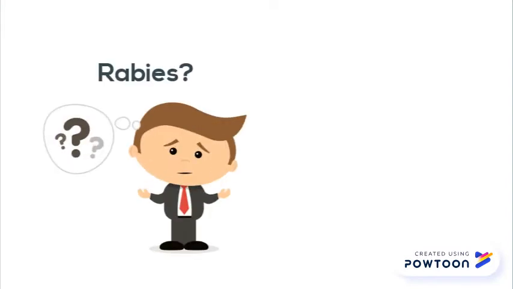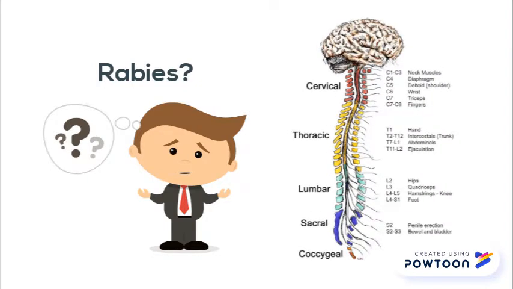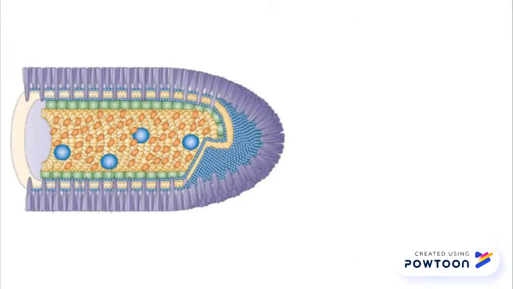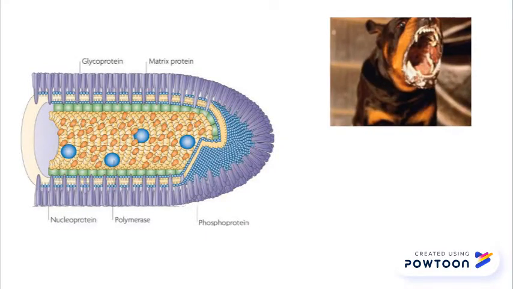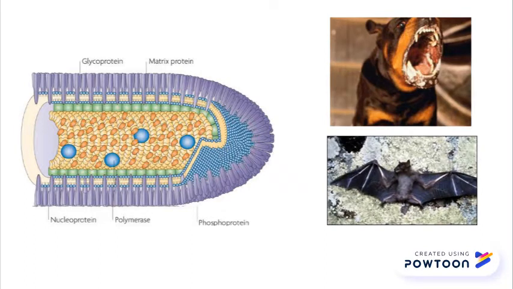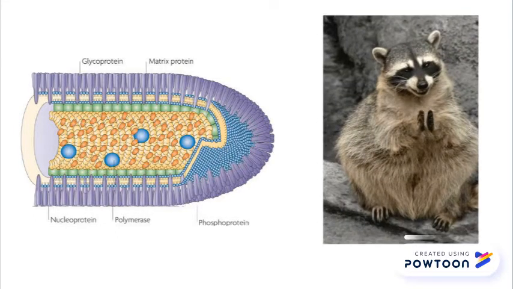You may be asking yourself, what is rabies? Well, it's a preventable disease that is caused by a single non-segmented RNA virus. Rabies attacks the central nervous system, or CNS, and can affect both humans and animals. A rabies virion is bullet-shaped, and its genome only codes for 5 proteins. When it manifests as disease, it has 2 different phenotypes, furious and paralytic. Some of the most common animals that carry rabies are dogs, raccoons, and bats.